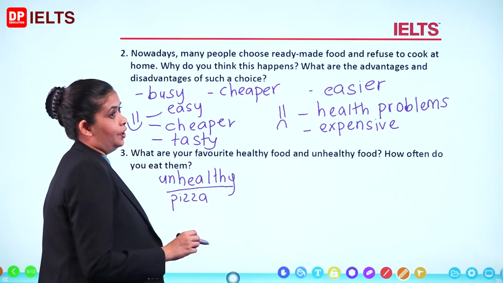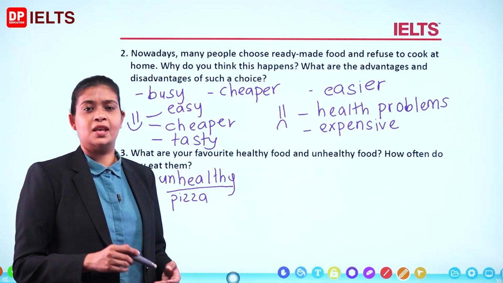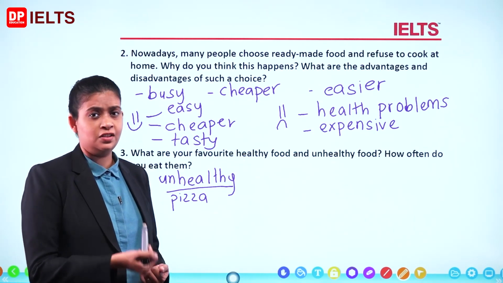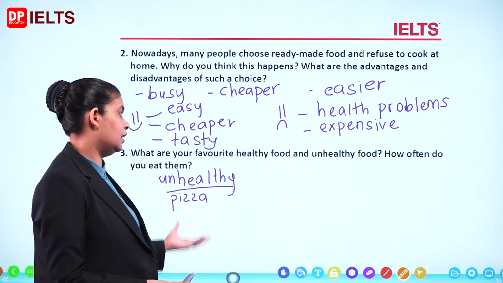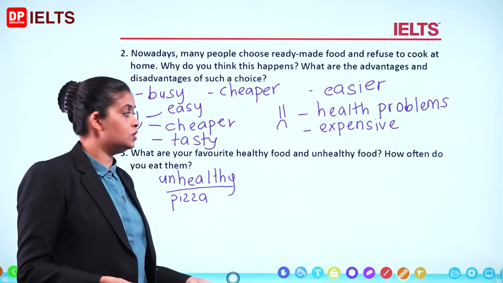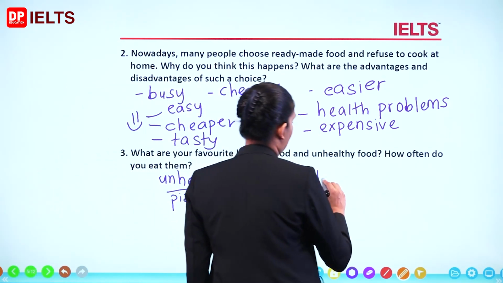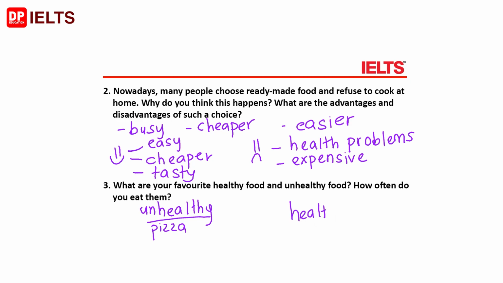Okay. Burgers, submarines, French fries, Coke. Those are the unhealthy ones. Healthy food, I like to eat salad, rice, yogurt. I like to drink milk, a lot of water. I sometimes like to eat sushi. I'm not a fan of it, but sometimes, right?